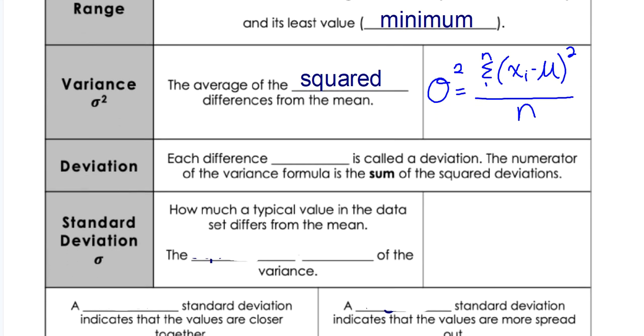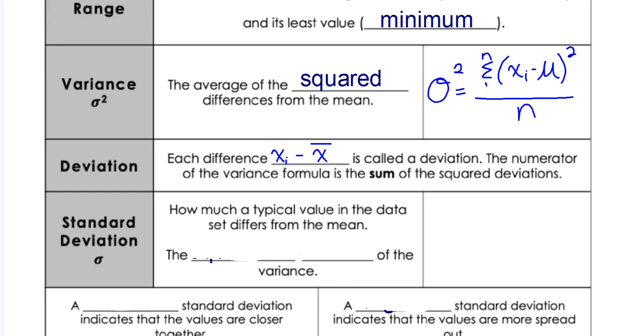All right, a couple other pieces of information for variation. We also have variation that's called deviation, which is where we find each difference. So that difference between a data point, which we call xi, minus that mean we've found, that's called a deviation. Deviation means how far away from typical it is. So we're finding the difference between a data point and the mean. When we look at the numerator of that variance formula we just wrote, it's the sum of the squares of all those deviations. So deviation is part of the variance formula.